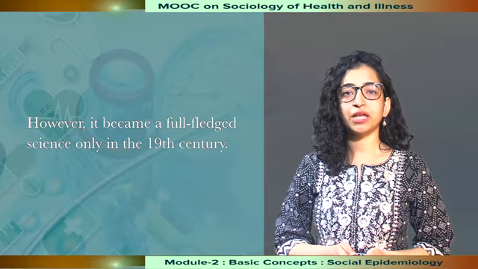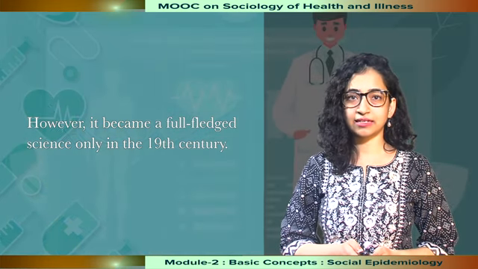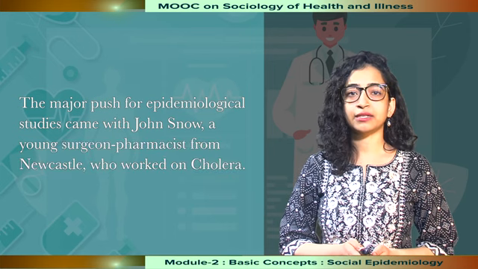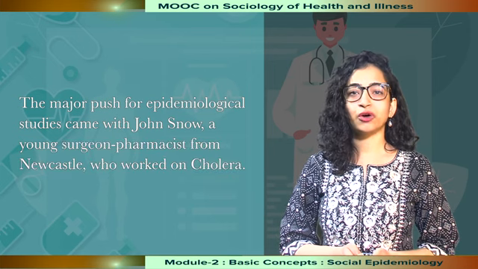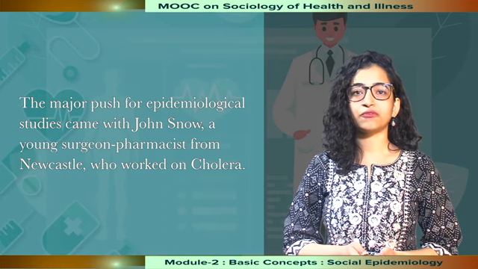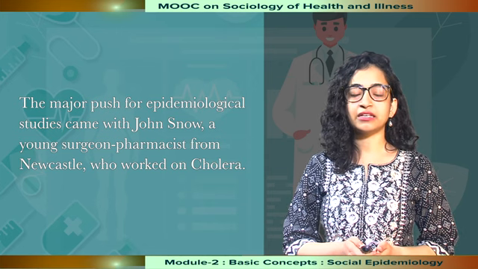However, epidemiology only became a full-fledged science in the 19th century. The major push for epidemiological studies came with John Snow. He was a young surgeon and pharmacist from Newcastle who worked on cholera and the spread of cholera.